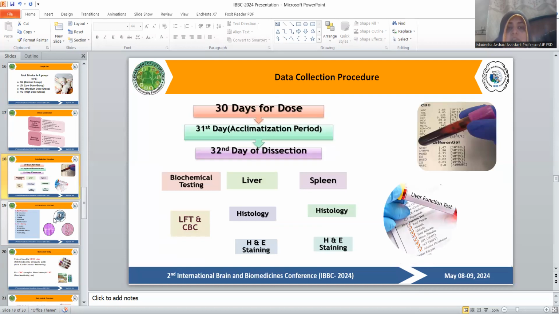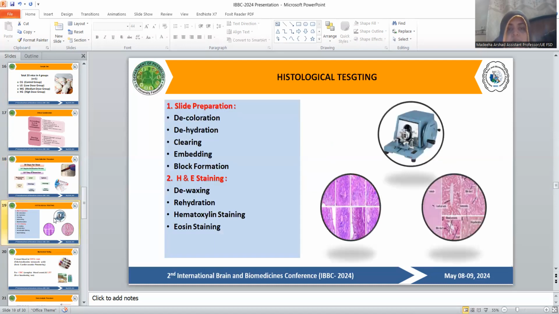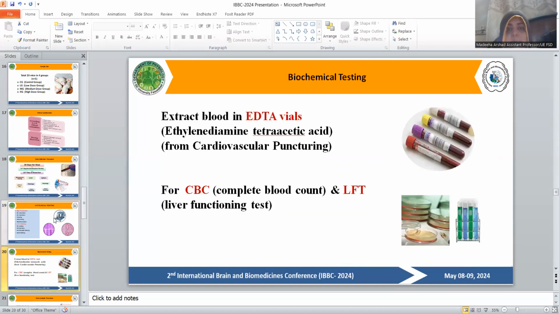After 30 days, the 31st day was considered as the acclimatization period, and on the 32nd day, dissection was done. For biochemical testing, blood was collected in vials for LFT and CBC, while liver and spleen were extracted for histopathological analysis. Histopathological testing was done by hematoxylin and eosin staining, and slides were prepared.